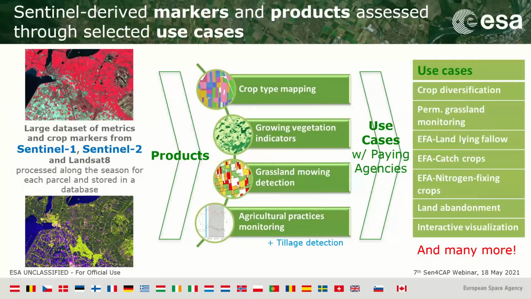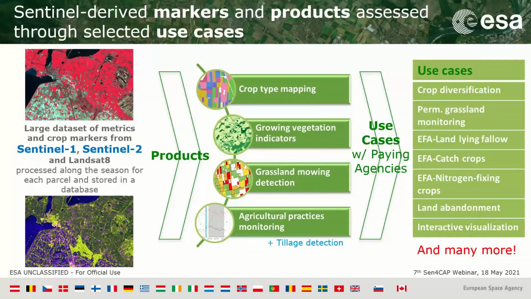So let's start with a brief reminder. I will be very quick on this because you know it. This is just if there are newcomers today. So the Sen4CAP system is a tool that is deriving at the parcel level a lot of markers, and then these markers are interpreted in different kinds of products. And so the products that are embedded in the Sen4CAP system are listed here.